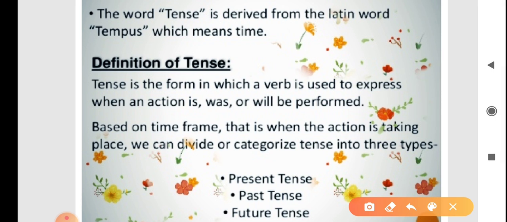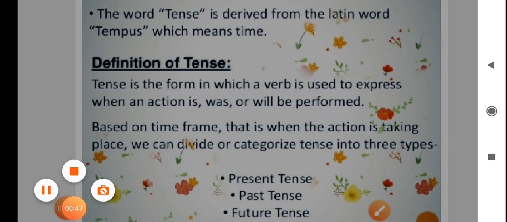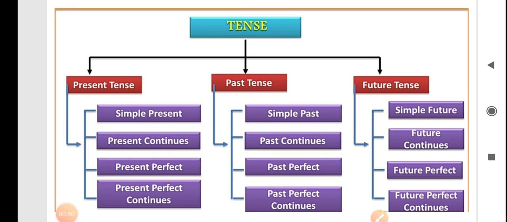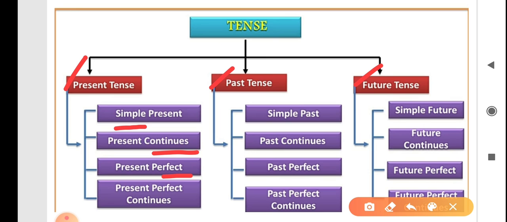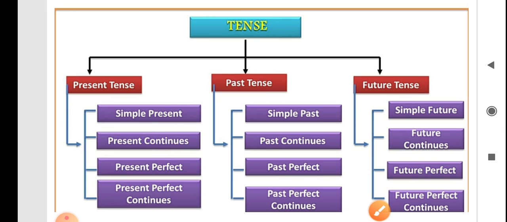Based on the time frame, that is, when the action is taking place, we can divide or categorize tense into three types: present tense, past tense, and future tense. All three tenses are divided into four categories: simple, continuous, perfect, and perfect continuous.